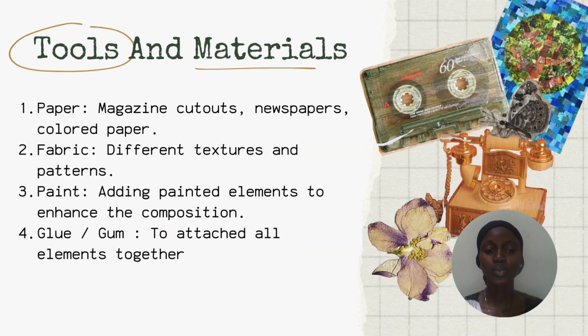Let's talk about the tools and materials used for collage production. We have paper, such as magazine cutouts, newspaper, colored papers, and so on. We have fabric, different textures of fabrics and patterns. We have paint, adding painted elements to enhance the composition of our design. Glue or gum, which is to attach all these elements together to give it a meaning.